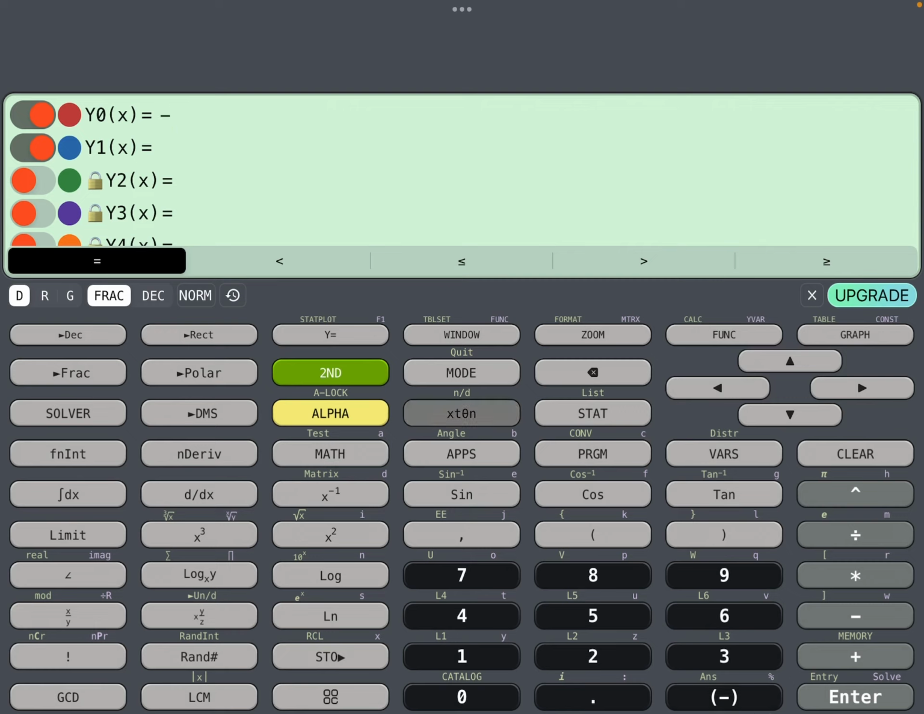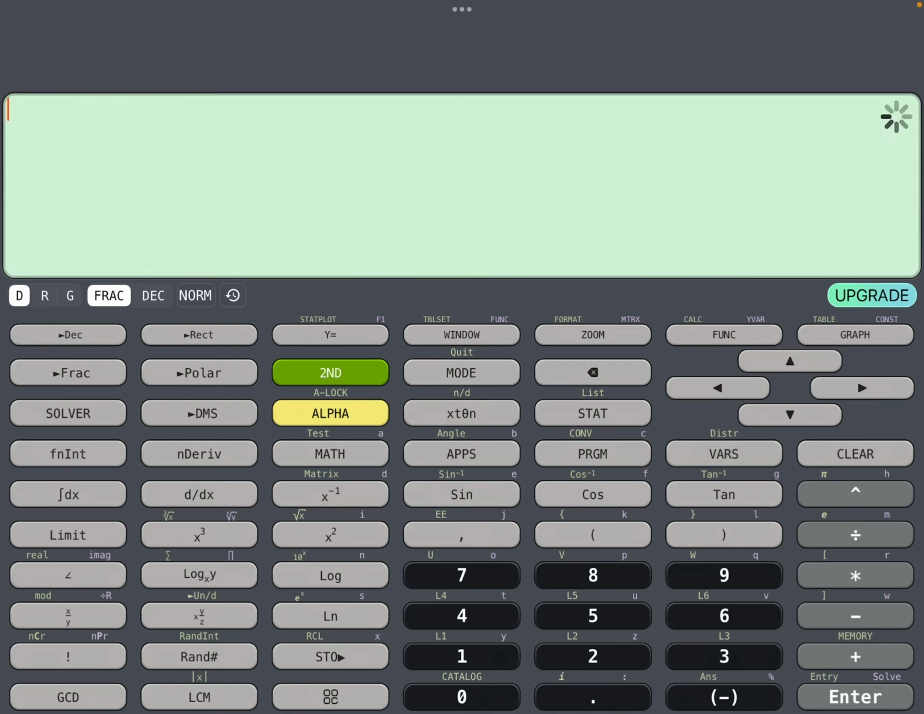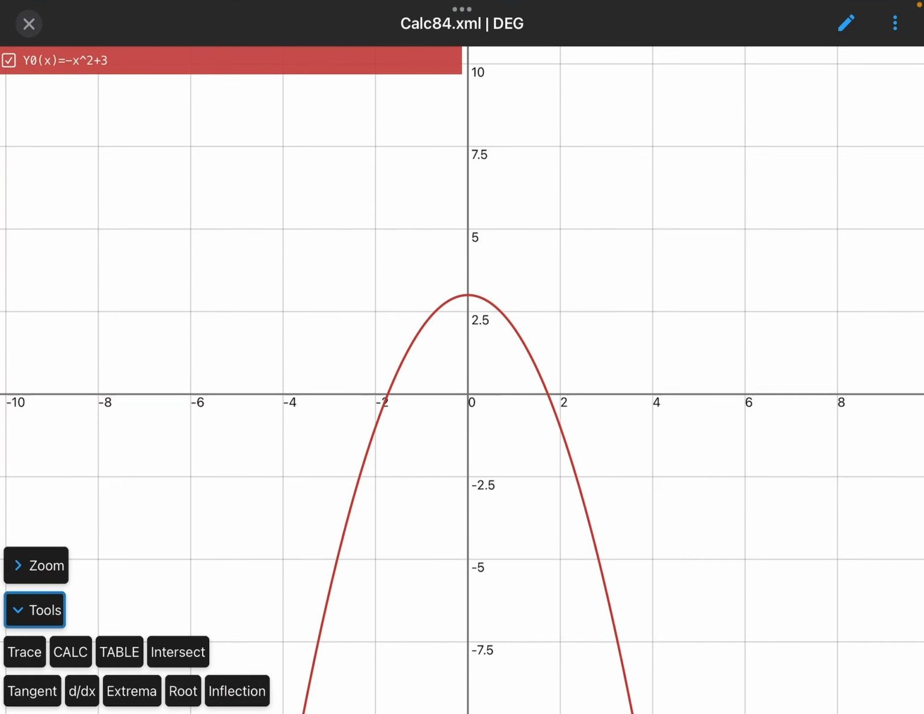It's -x. The x is right underneath the mode button, the one with xt, the 0 with a line across called theta, and the letter n. So the x button, then I do the exponent of 2 plus 3, and I graph this one so that way I can see what's going on.